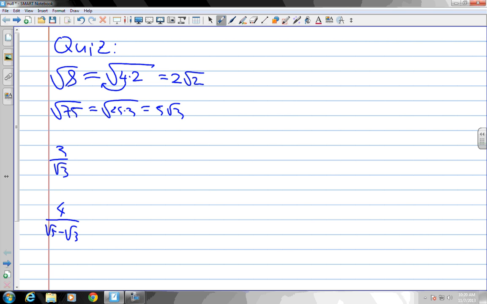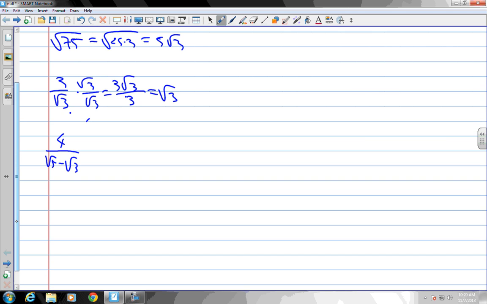Right. Good. How about rationalizing the denominator? Remember the nice case when it's just the 1. So what do we do? Square root of 3 over square root of 3. So that becomes 3. Right, that becomes 3. So I can cancel the 3's. Square root of 3. Right?